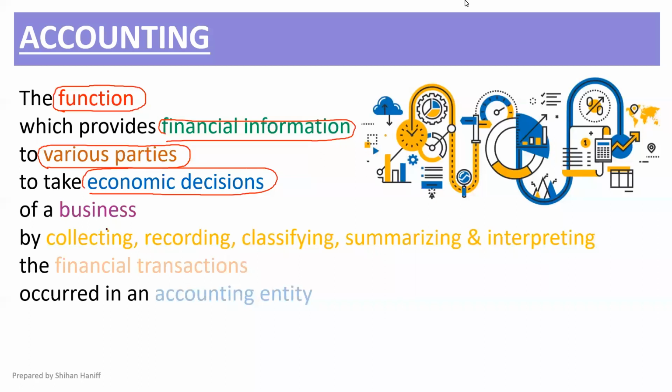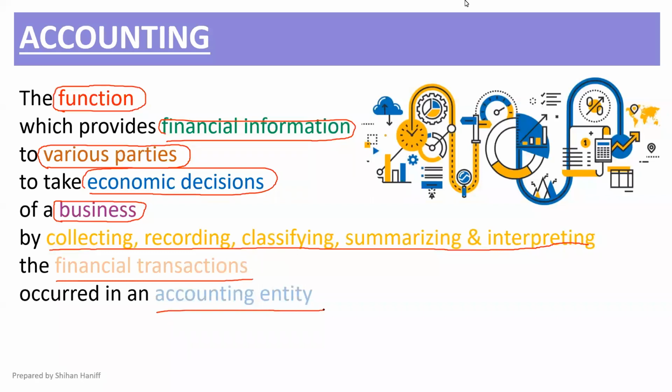Decisions of a business. So already we discussed what is meant by business. By collecting, recording, classifying, summarizing, and interpreting. So this is the process of accounting. The financial transactions occurred in an accounting entity. So this is the complete definition, right? So let's see one by one.